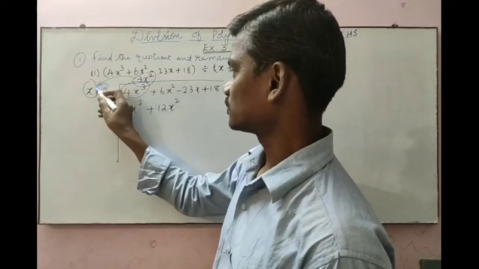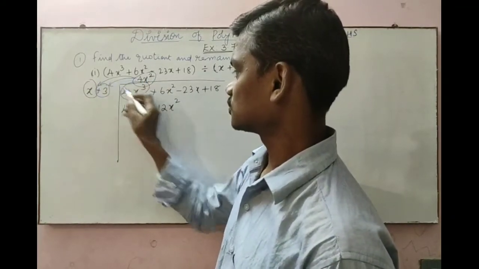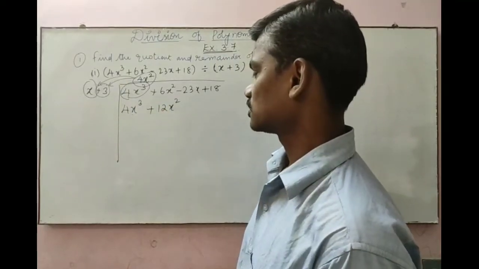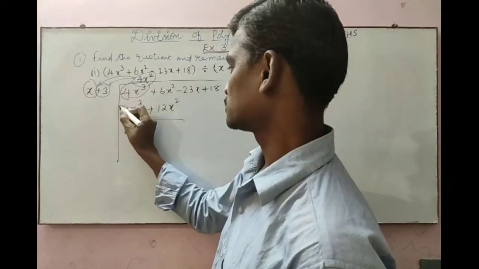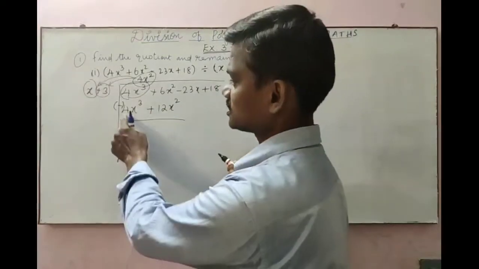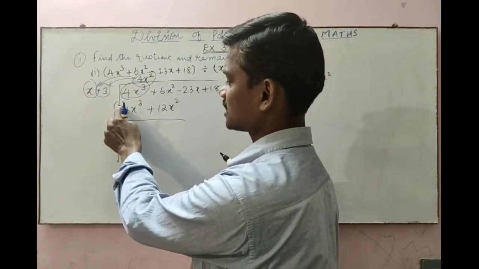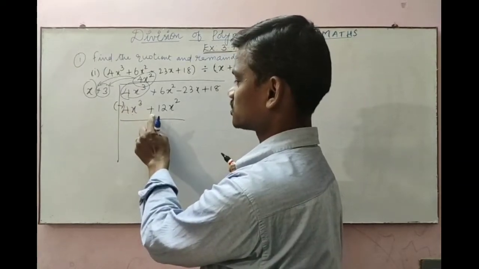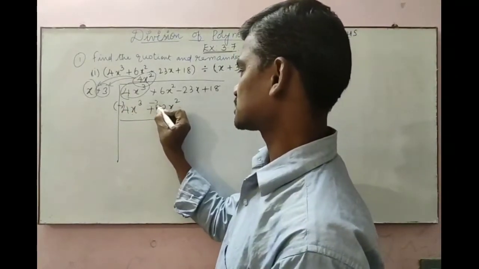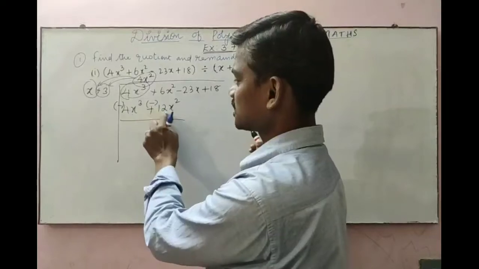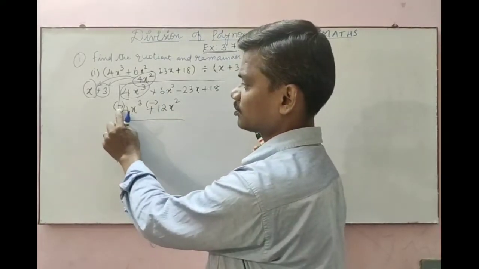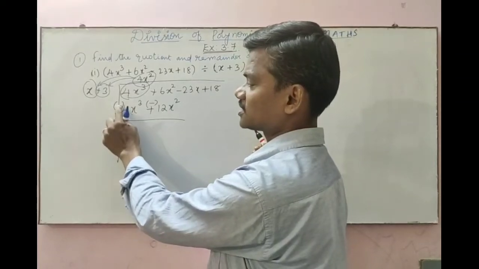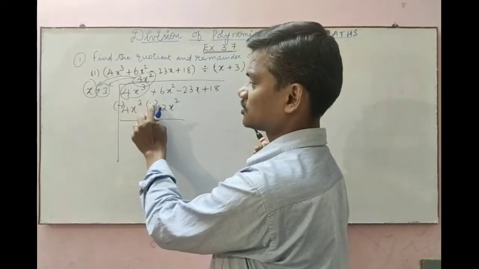4x square into plus 3 gives 12x square. Now we have to subtract these two polynomials. So I have to change the sign. Since it is positive, I am going to change this as negative. Here it is positive. I am going to change this as negative. Now consider this sign. Forget this sign. The sign changes. So you have to consider this negative and this negative sign.